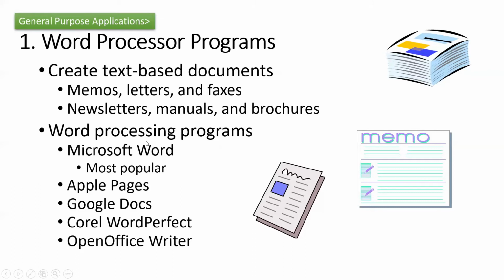Okay, next word processing program. This is the example of the application that we use for the word processing. For example, Microsoft Word, of course, this is the most popular among the people, among the end user. Okay, Microsoft Word. Apple Pages is for the Apple user. Google Doc for the cloud application, Google Doc. Corel WordPerfect and OpenOffice Writer. This is all the example for the word processing program.